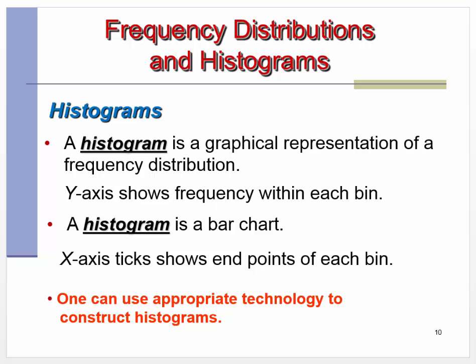The histogram then is the graphical representation of a frequency distribution. You have the data, you have the table, you have divided them into groups, now you can construct that. The y-axis of the histogram shows the frequency within each bin. And the histogram is a bar chart. In case you use Excel to do that, you see it's a bar chart. And the text of the x-axis shows the endpoints of each bin.